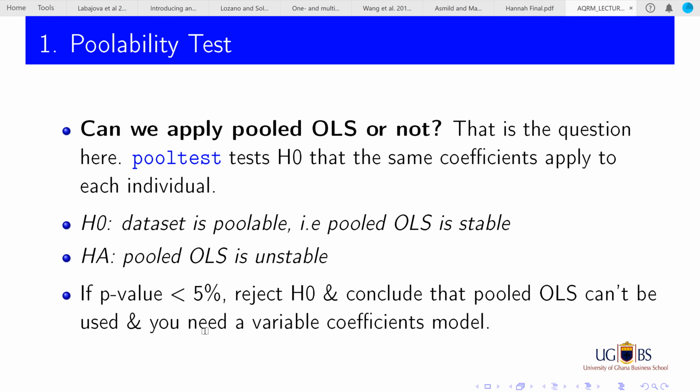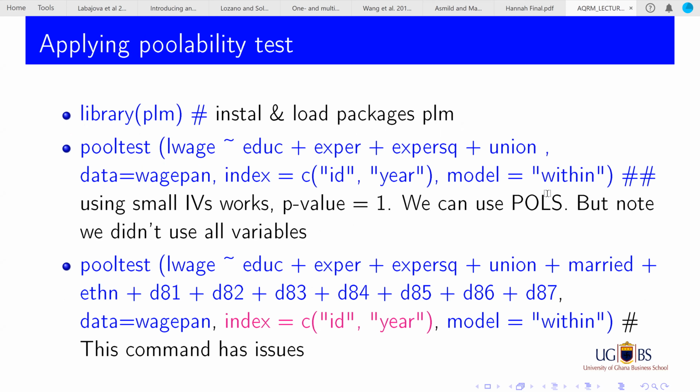Pooled OLS said that the coefficients are not variable, they are the same. Now, if you reject that null hypothesis, then you say that the coefficients are not the same, they are variable. So, how do you do that? Well, this is a command to do it.